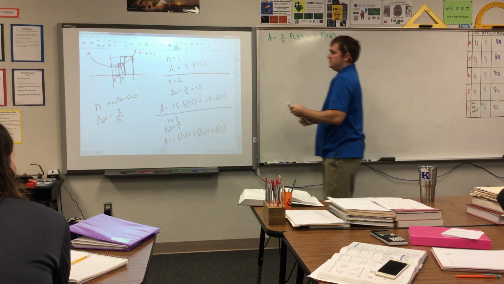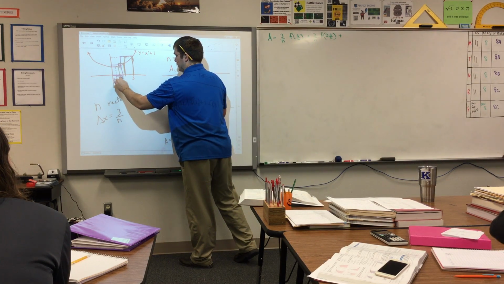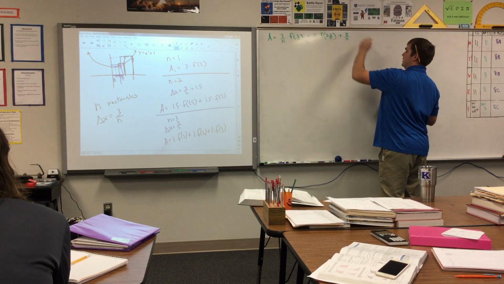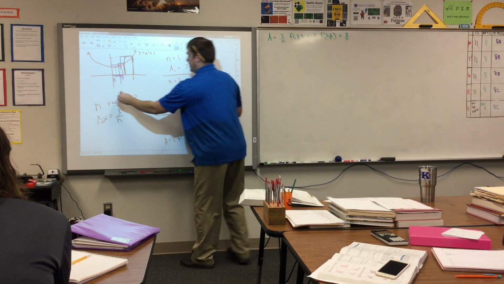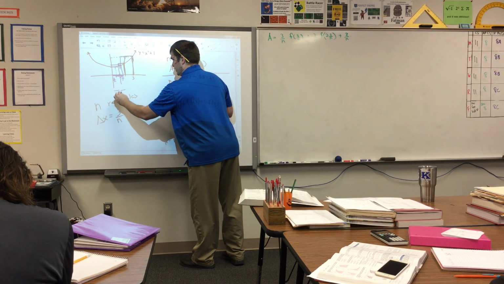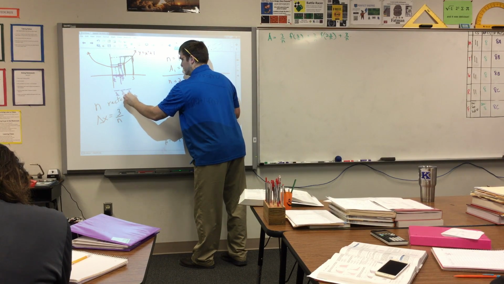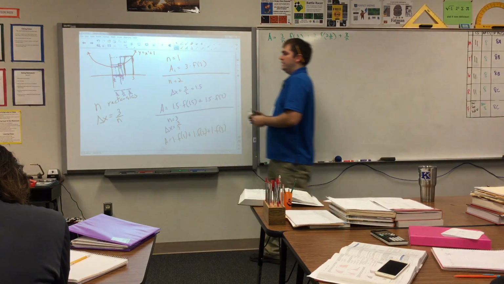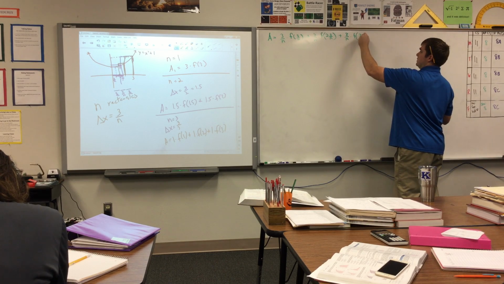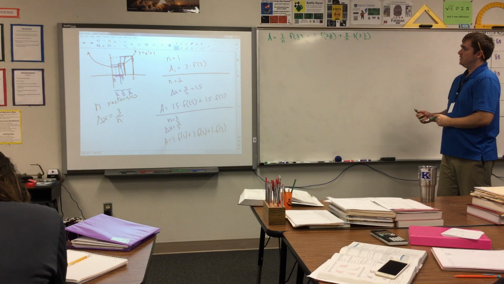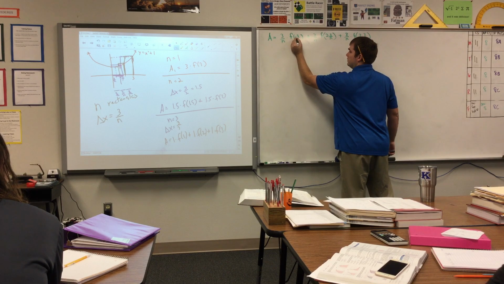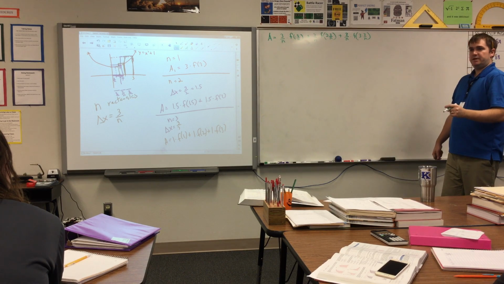Then for my next rectangle, the width would still be 3 over n. And the height would be, well, I went this distance right here, which was 3 over n. Then I went over another one, which is 3 over n. Then another one, 3 over n. So f of 3 times 3 over n. In fact, I could put a 1 right there. Are you beginning to see a pattern?